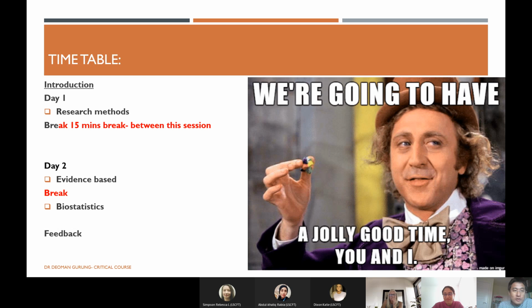So today we'll be just covering the research method. The critical appraisal in itself is divided into 3 parts: research method, evidence-based, and bias stats. Bias stats is the one where you need a calculator. But since the exams are arranged online, they will give you an option, some blank, and there will also be a calculator attached in the real exam.